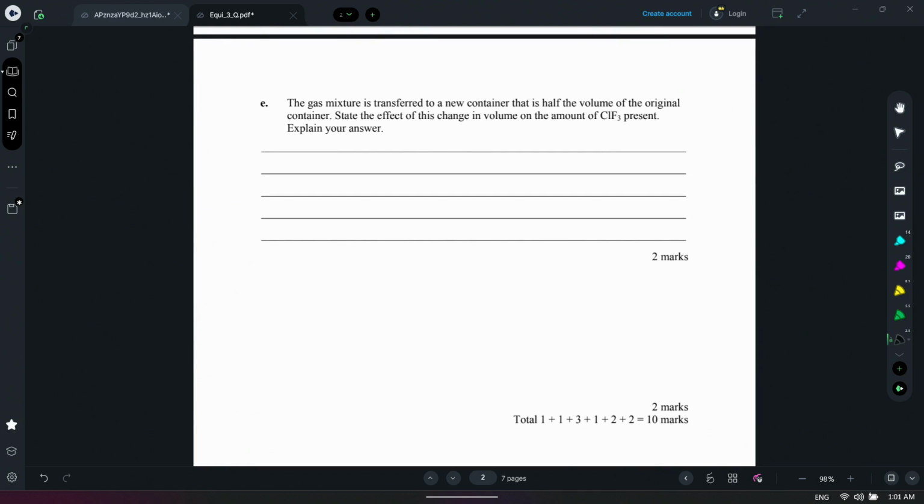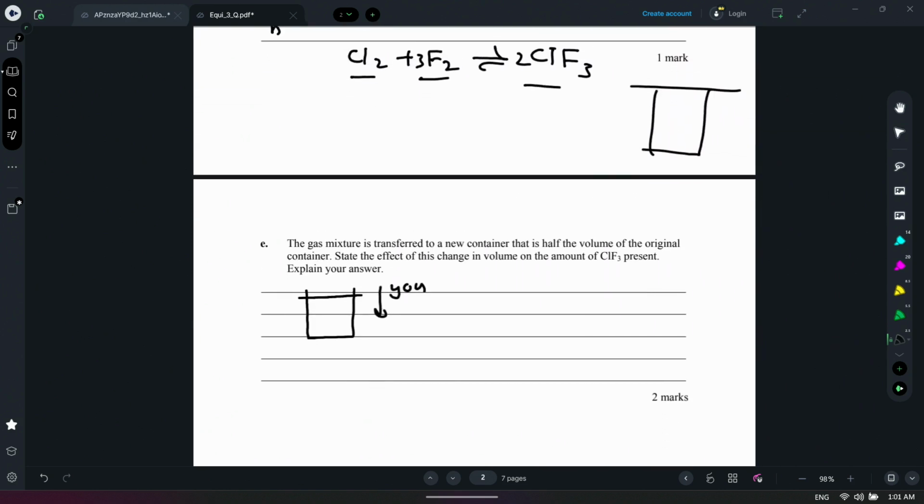The gas mixture is transferred to a new container that is half of the volume. So half of the volume means what are you doing here? You are decreasing the volume. By decreasing volume, what have you done? You have increased the pressure of the system. When the volume is decreased, pressure has increased, right?